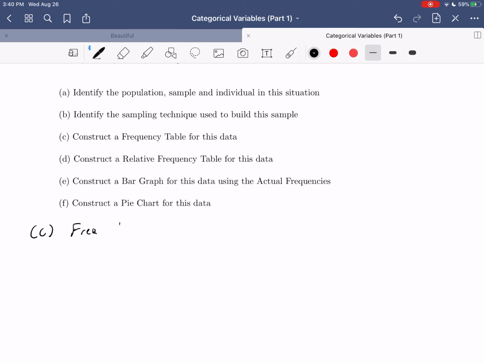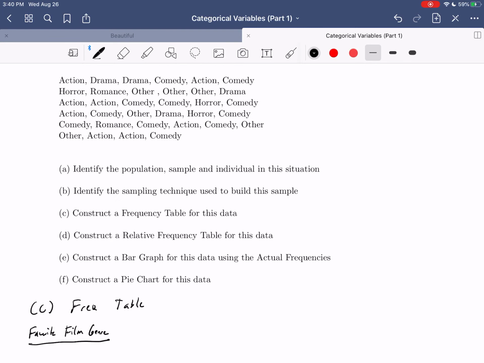All right. So for a frequency table, first thing we want to do is have our category. So this would be our favorite film genre. Notice that by forcing the respondents to choose a favorite film genre, you're having everybody only give one response, which is why it's a type of variable that we're going to be studying in this class.